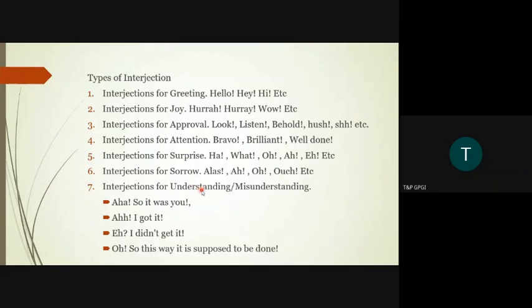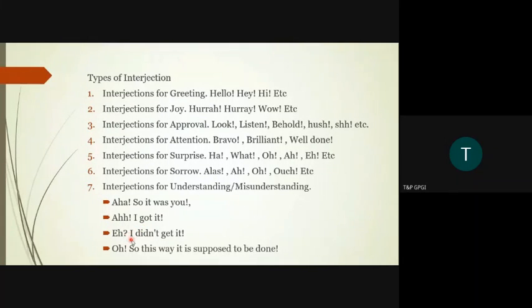Anyway, the last one is interjection for understanding or misunderstanding. So it goes as aha. So it was you. Aha. So it was you. Understanding. I understand. So it was you. Or ah, I got it. I got it. I understand. I understand you. I got it. We are good with it.